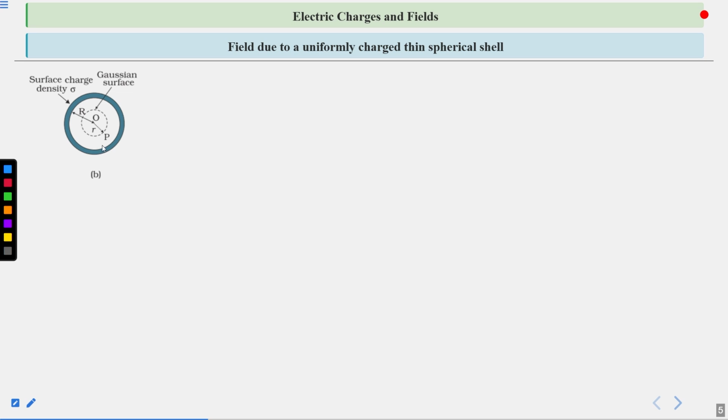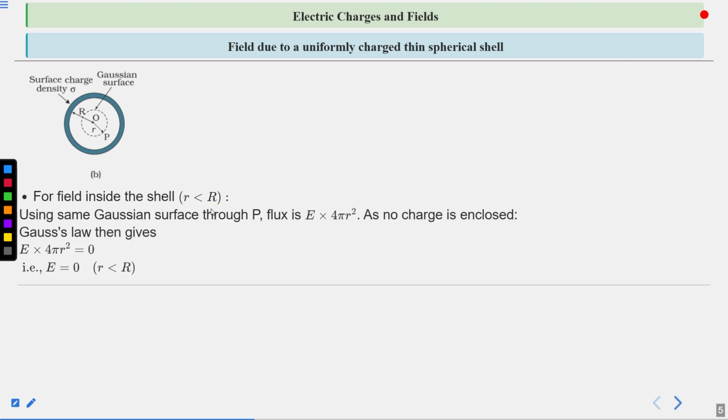So now we talk about the field due to a uniformly charged thin spherical cell when point P lies inside the cell, as shown in the figure. So field inside the cell, r is less than R. Using the Gaussian surface, the dotted line shows the Gaussian surface. Here the direction of electric field is radially outward and the direction of area vector is radially outward. So both are parallel, it means theta is equal to 0 degrees.